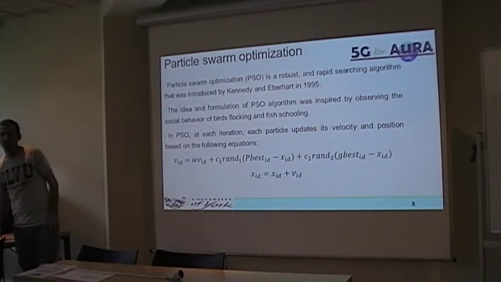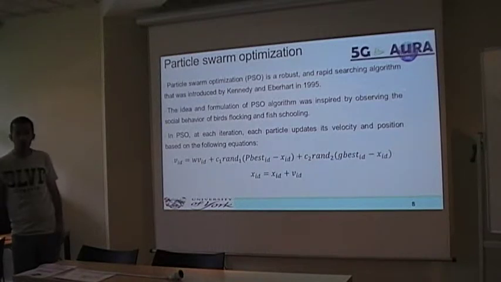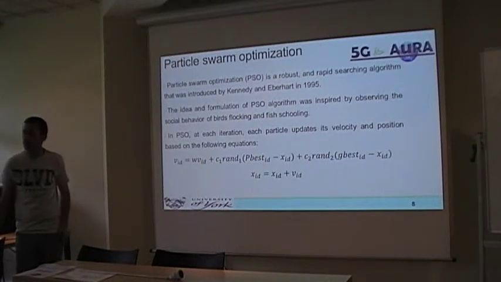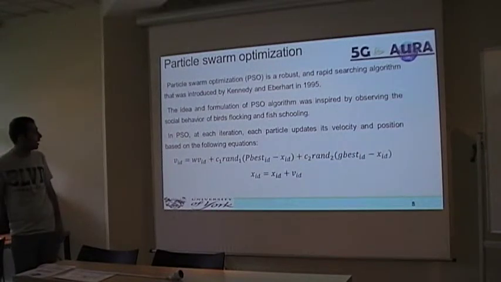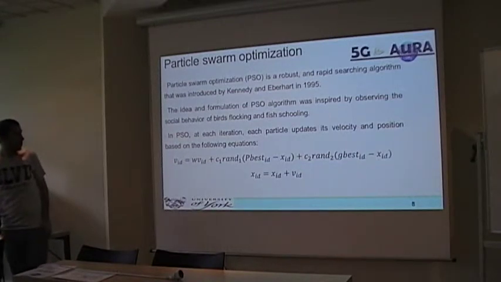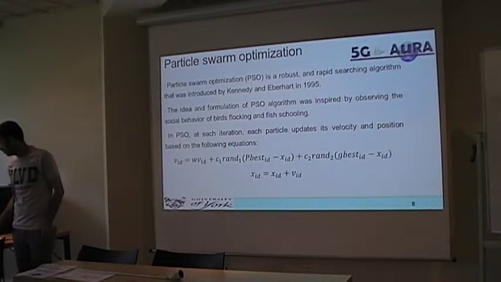Particle swarm optimization is an iterative and fast searching algorithm that was developed based on the idea of bird flocking and fish schooling. In PSO, there are two main equations, which are the velocity and position, and particles update themselves by using these two equations.